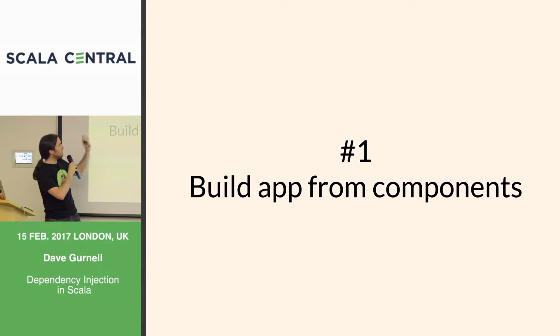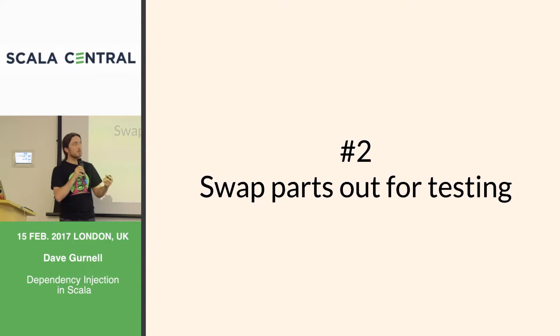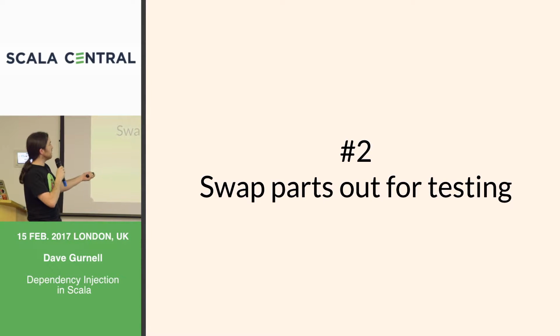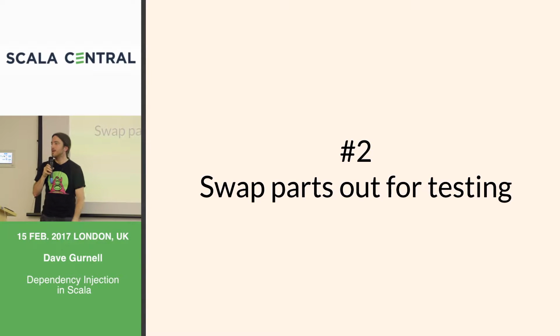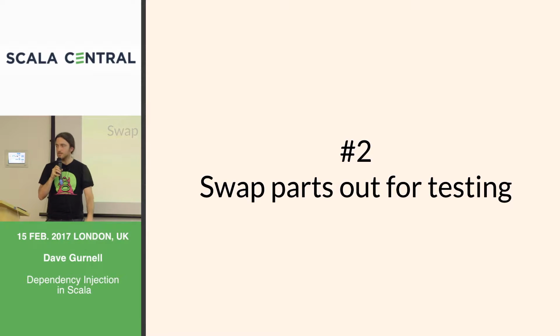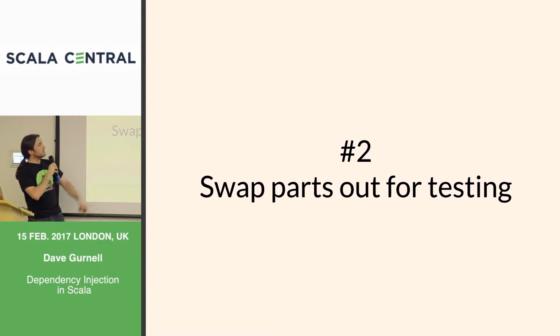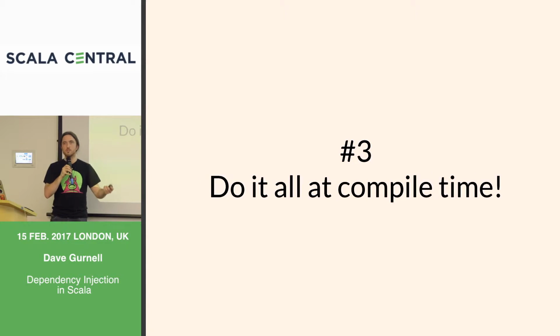And so we're going to wire our application together from loads of components, but when it comes to unit testing, we want to be able to test components in isolation. So we want to be able to swap out dependencies, or parts, because dependencies is too long for this slide, to do our testing. And as a third goal, because we're all Scala programmers, we want to do this at compile time, right? We want to have the compiler check our code and make sure it's safe. Okay, so hopefully we're all on board. Build out some components, swap them out for testing, do it all at compile time.